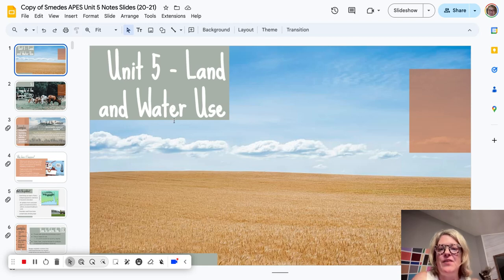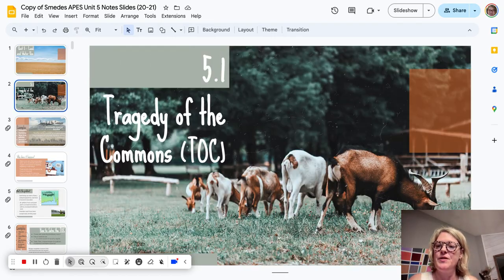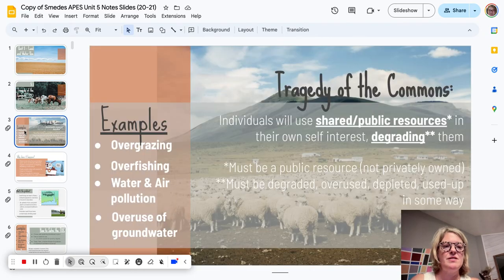All right, Unit 5. Unit 5 is all about land and water use and how we use these resources, and also how we try to conserve and use these resources sustainably. So that's what we're going to be talking about throughout this unit. And so let's go ahead and jump right into the first topic, which is tragedy of the commons.